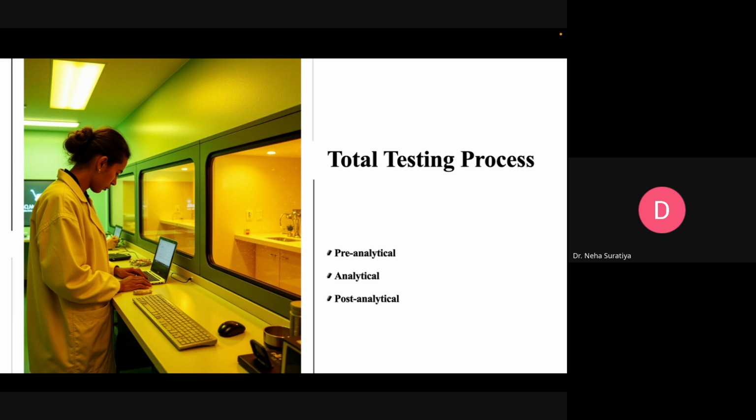So the total testing process, that is the TTP, includes what happens before the sample reaches the lab. Please understand, this process includes what happens before the sample reaches the lab, what happens during the testing, and what happens after the result is generated. Error can be at any step. So understanding this process will help you to decide whether to trust a result completely or always question it.